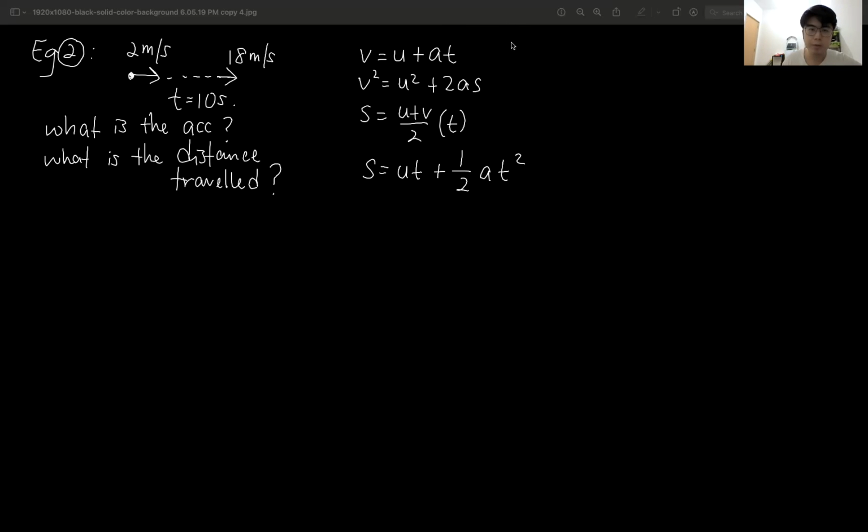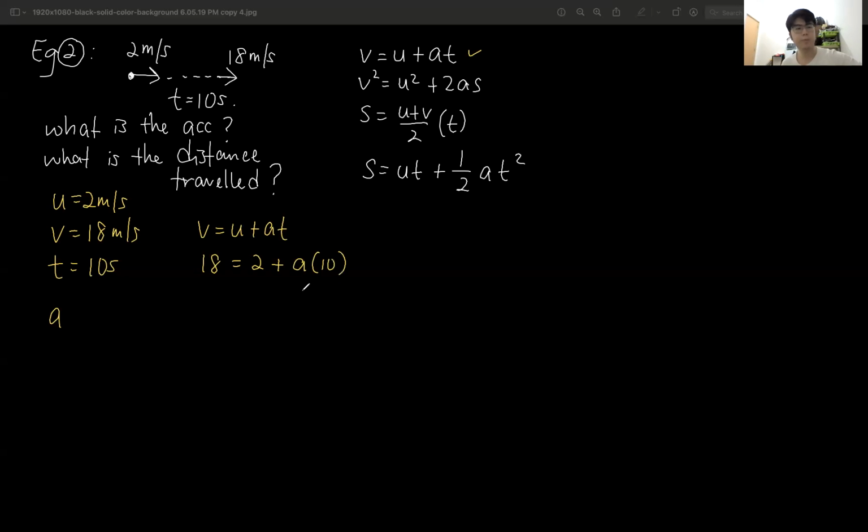Okay, so U is 2, V is 18, time is 10, and I want to find A. So U, V, T, A. We use the first one. 18 equals 2 plus A times 10. 18 minus 2, 16 equals A times 10. So A equals 16 divided by 10, 1.6 meters per second squared.